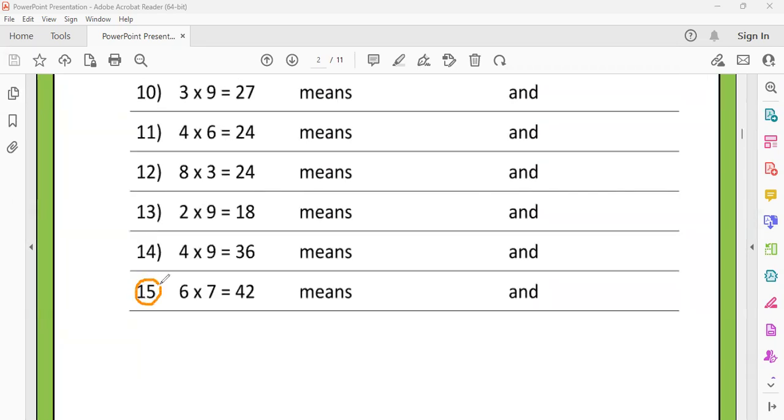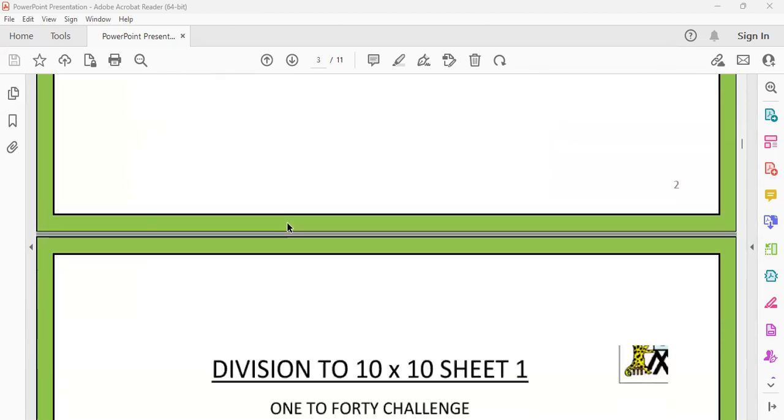Let's do number 15. So 6 times 7 is 42. It means, how do you write here? 42 divided by 6 equals 7. That's your division number sentence. And again, you're using the quotient, guys: 42 divided by 7 equals 6. Okay, hope you guys understood here. Now let's move on to the second part.